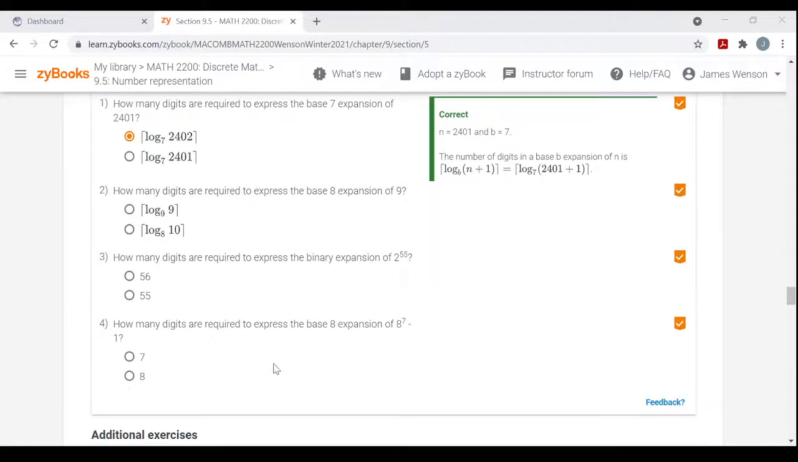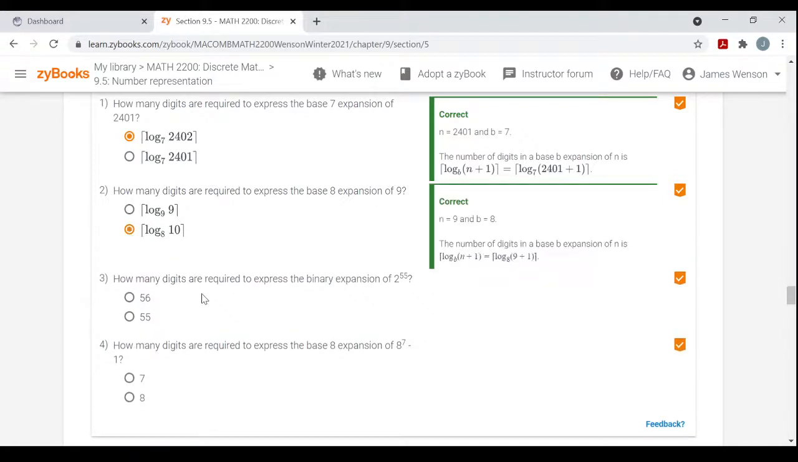Alright, so the rest of these are pretty simple, I feel. How many digits are required to express the base 8 expansion of 9? That'd be the log base 8 of 10, and then the ceiling, which would be 2. Right? It would take 2 digits to represent 9 base 8, just 1 1. How many digits are required to express the binary? Now remember, 2 to the 55th, if you're doing binary, would be in binary 1 with 55 zeros after it. And 1 with 55 zeros, that's 56 digits.